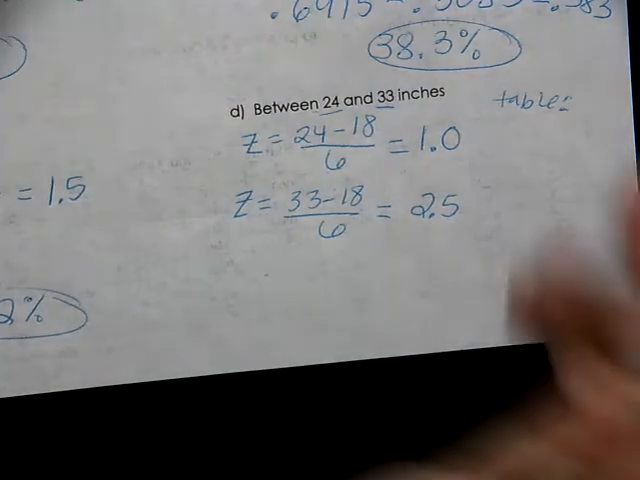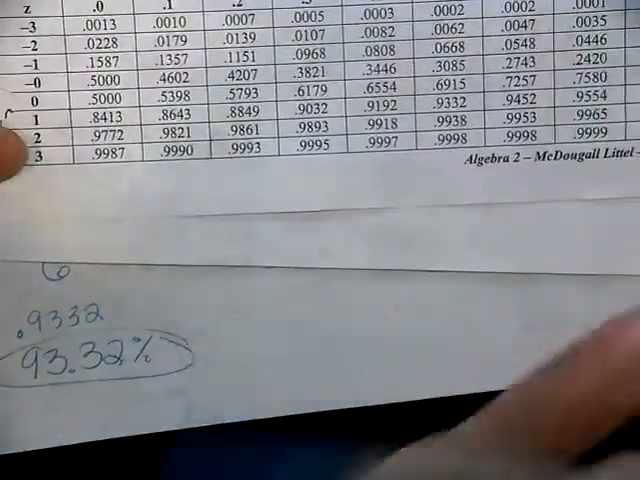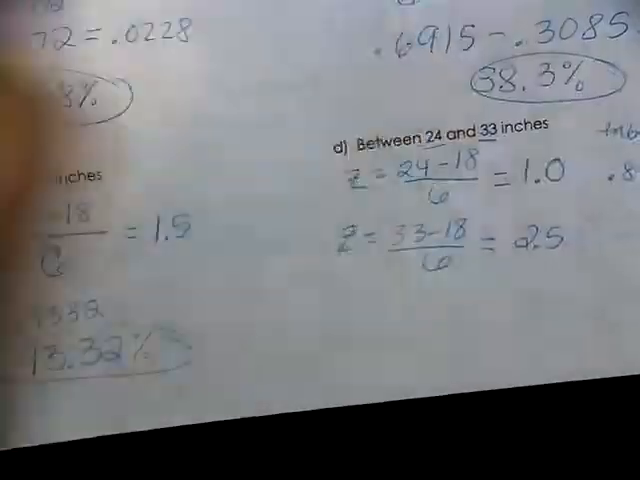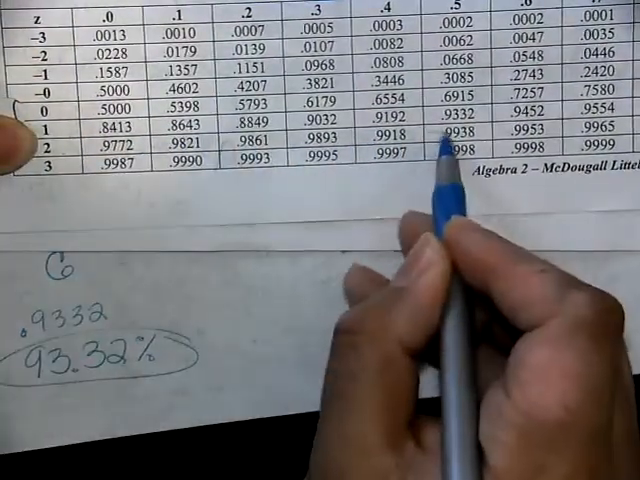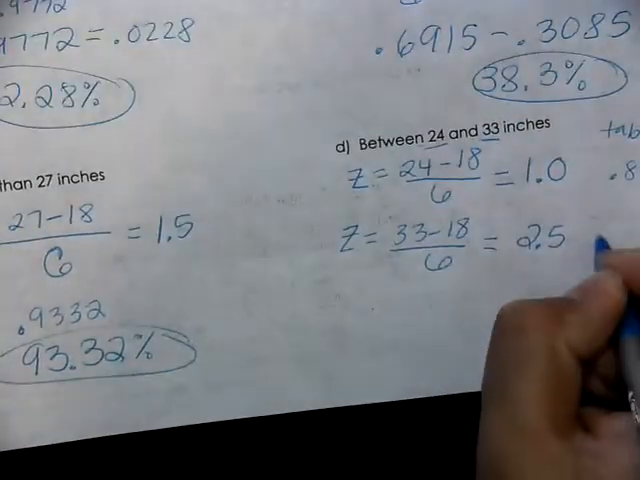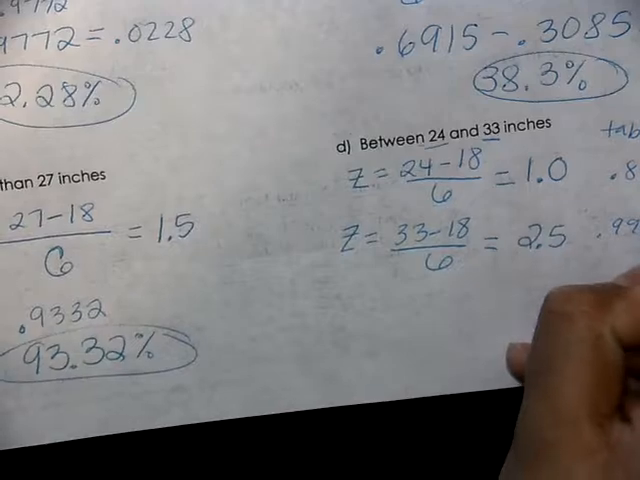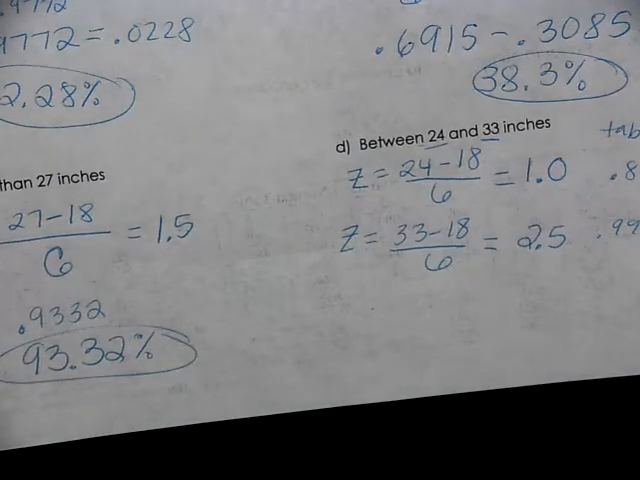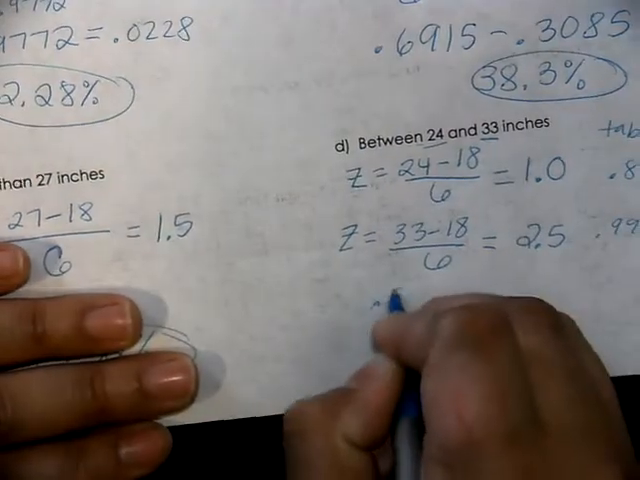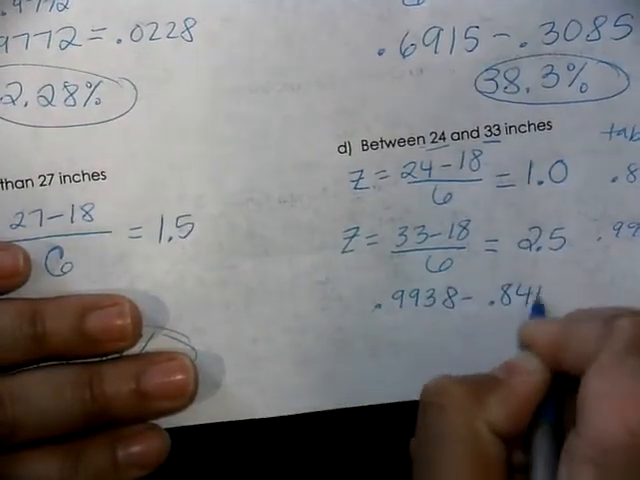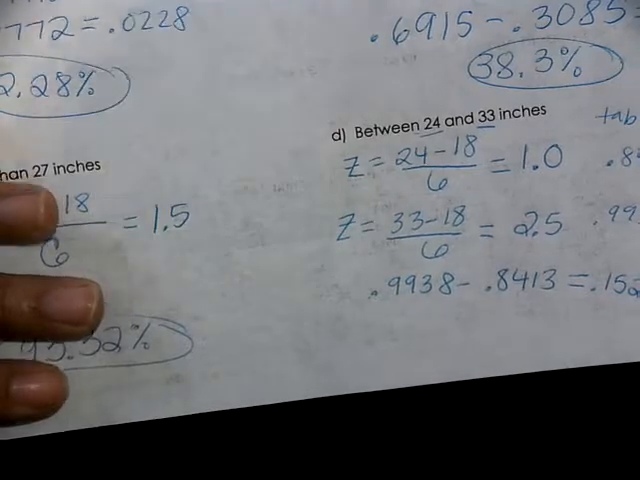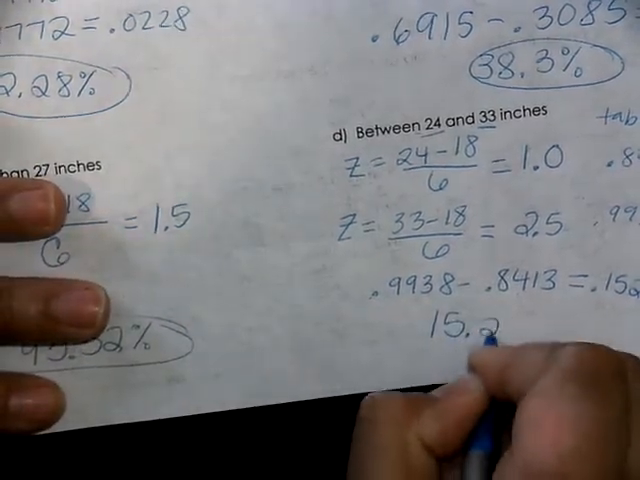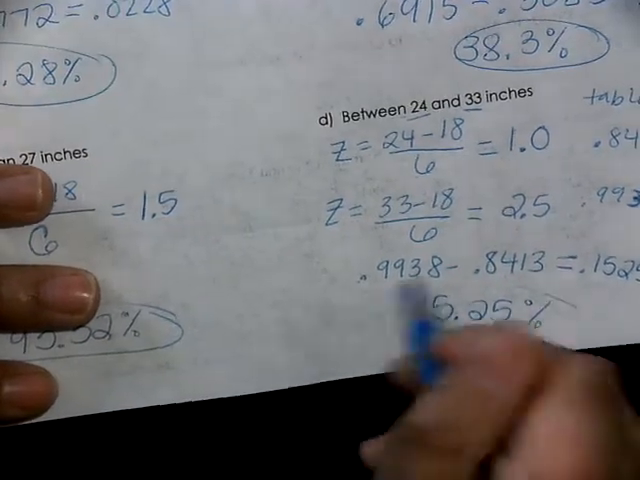So we have 1.0, which is the first one across, so 0.8413. And then for 2.5, we have 2 here, all the way across to 0.5 is 0.9938. Alright, and now we are just subtracting those two numbers and getting our final answer. So 0.9938 minus 0.8413 comes out to 0.1525. And then we want to write this as a percent again, so 15.25%. Alright, that's the final answer.